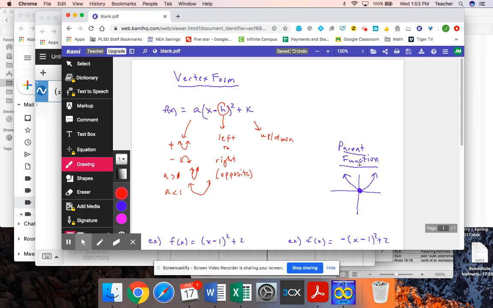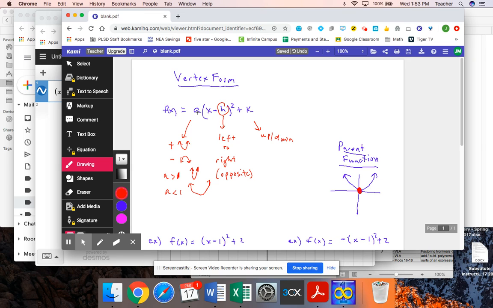We start off with the parent function. The vertex is right here. When we adjust it, we move it left or right using the h, and then up and down using the k. For the h, it's the opposite of what you think. So a negative would mean you move to the right. A positive in here would mean move to the left.